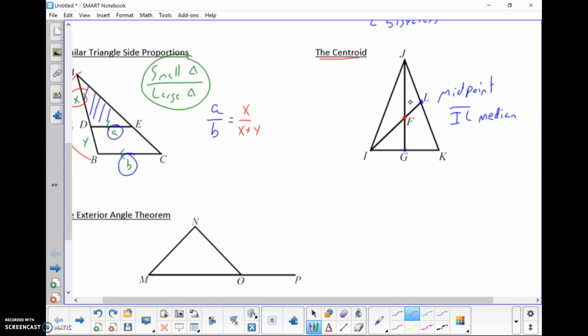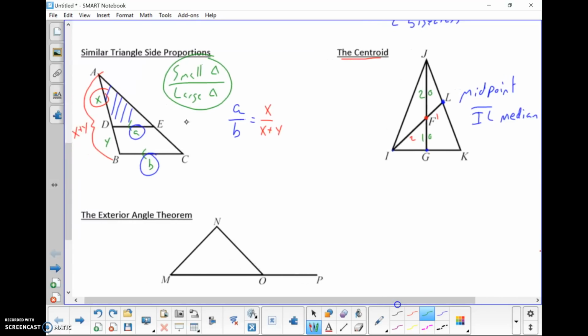And what it does is it splits your segment into a 2-to-1 ratio. So for example, if I know that this is a length of 20, then this piece over here is going to be a length of 10. The shorter segment is half the length of the longer segment. They're in a 2-to-1 ratio.